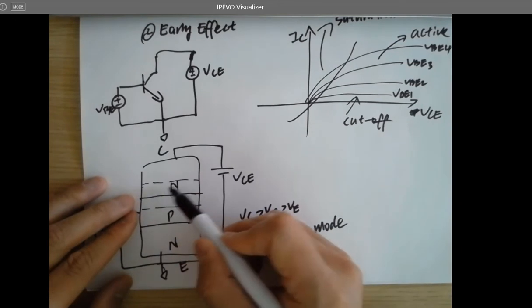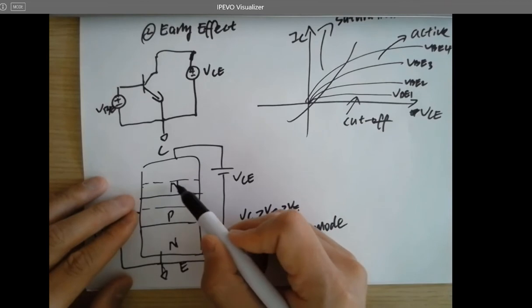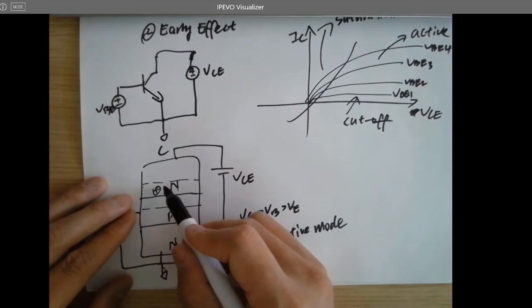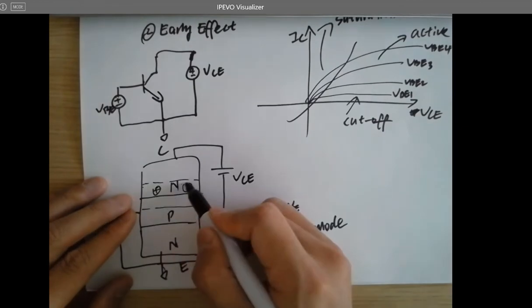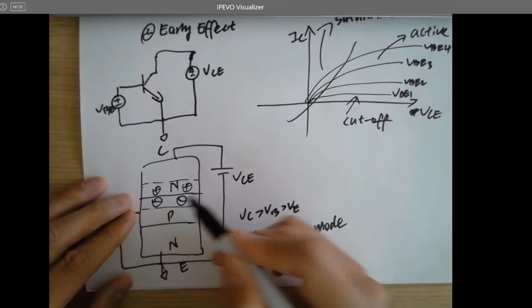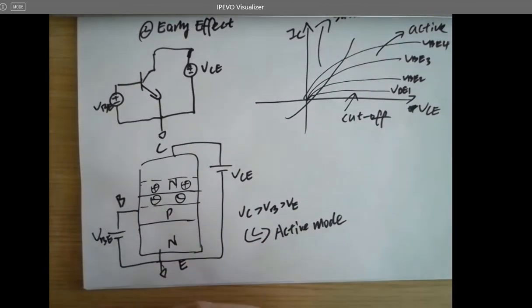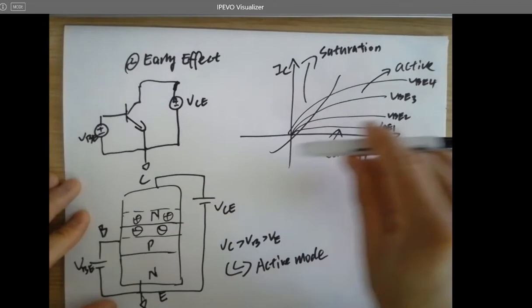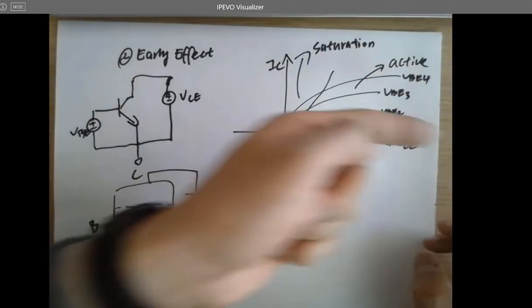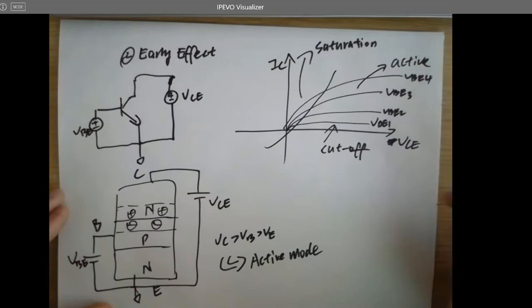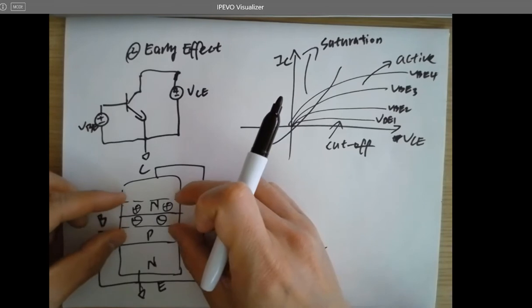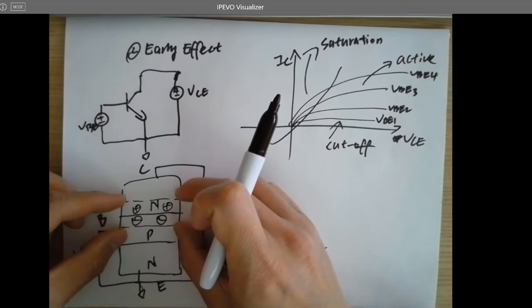Top one will have more what? More holes. So this has a higher concentration of holes, so the holes will diffuse to the top depletion region. And this guy has more electrons, right? So if I increase VCE toward the right-hand side of the coordinate, then what's going to happen to the width of this layer of the depletion region?